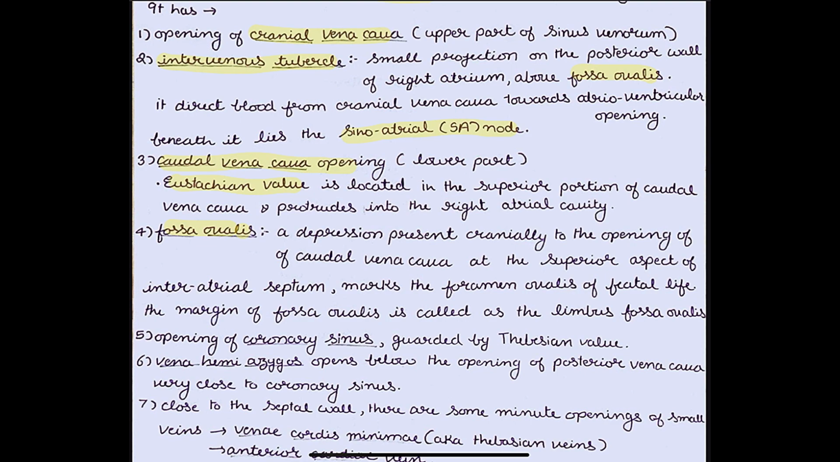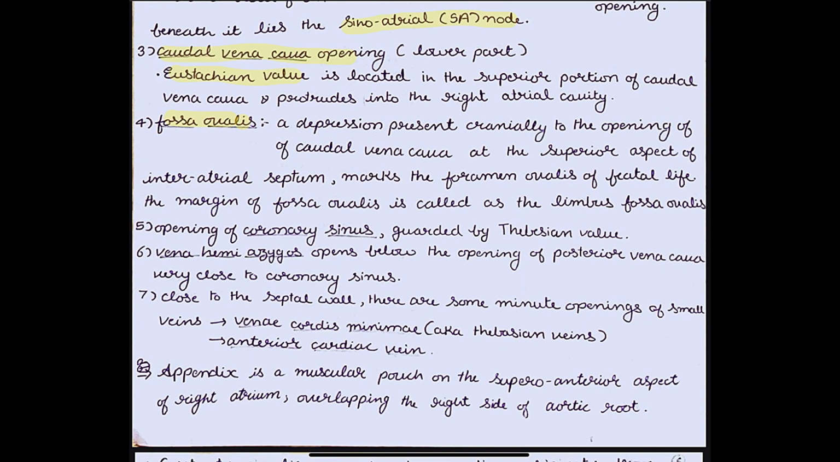Okay, so this hole is foramen ovalis, and when it closes, it forms the fossa ovalis. The margin of the fossa ovalis is called limbus fossa ovalis. Then the opening of the coronary sinus is guarded by the Thebesian valve. Don't get confused between the Eustachian and Thebesian valve.